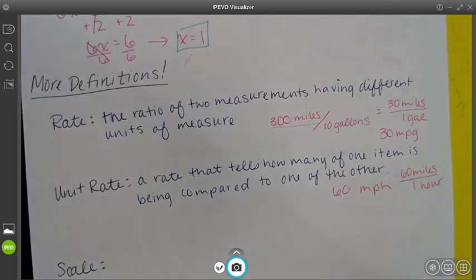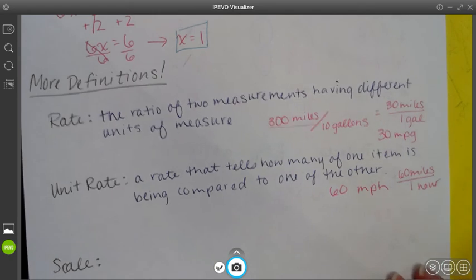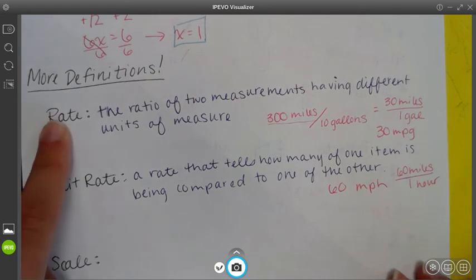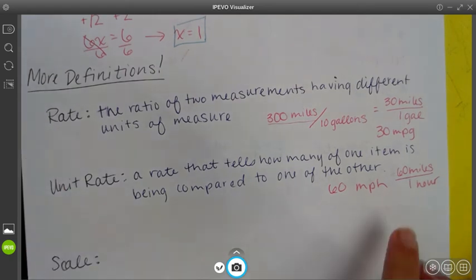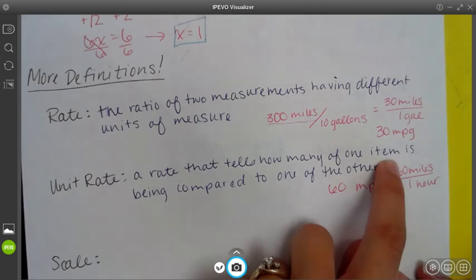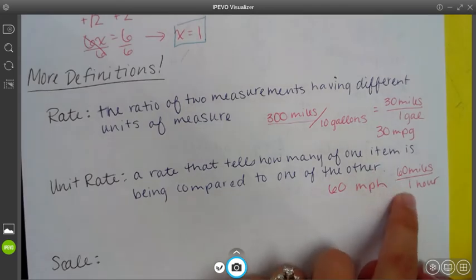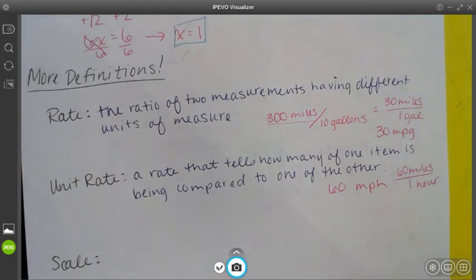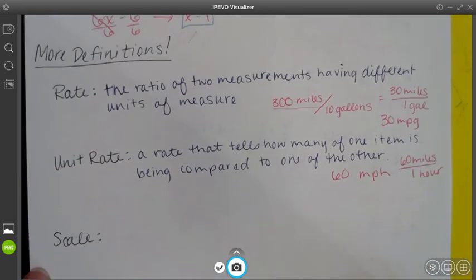All right, so rate and unit rate are kind of similar, I guess you'd say. The unit rate is just taking a rate and simplifying it so that you have a 1 in either the top or the bottom of your ratio, so that you're comparing it to one item for one of the measurements. Last one is a scale.